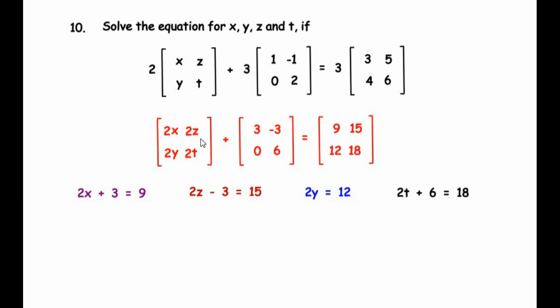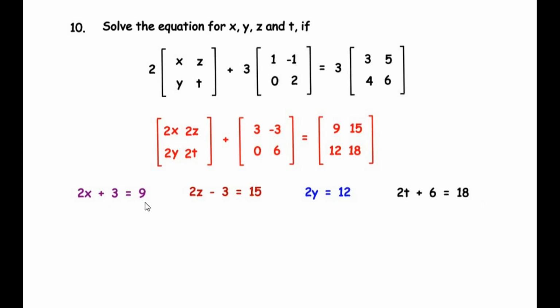Now since all the matrices are 2 by 2 matrices, we can apply the equality of matrix law here. So the first element plus first element equal to first element. So we get 2X plus 3 is equal to 9. Now the same thing applies to the second, third and fourth elements. So 2Z plus and minus becomes minus 3. So 2Z minus 3 is equal to 15. 2Y plus 0 gives us 2Y itself is equal to 12. And 2T plus 6 gives us 18. Now we have got 4 equations.